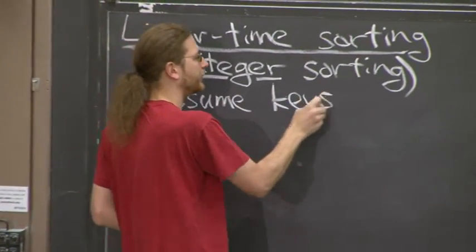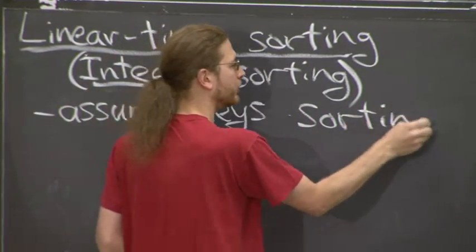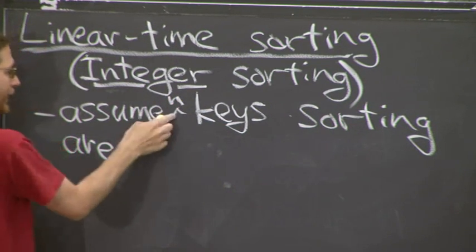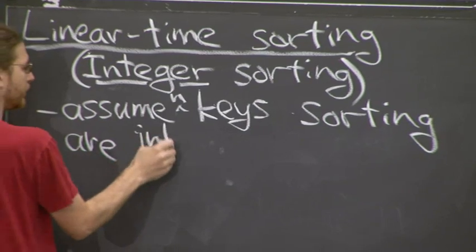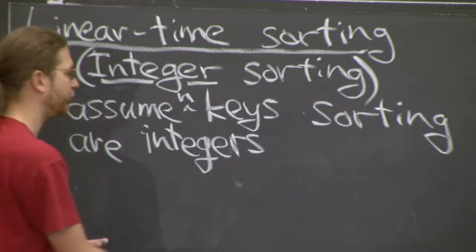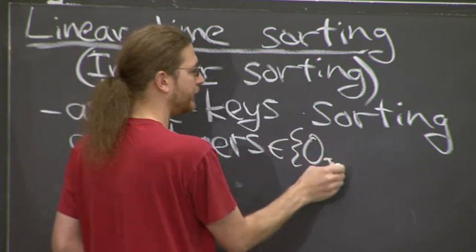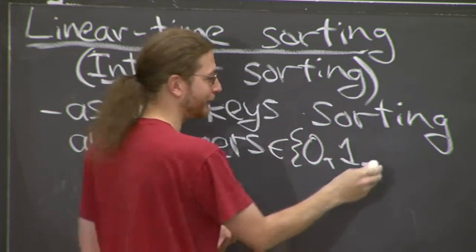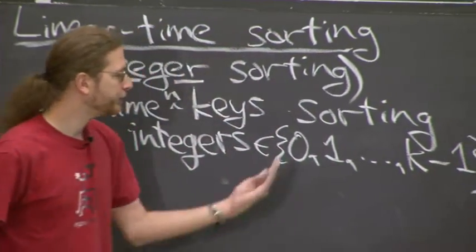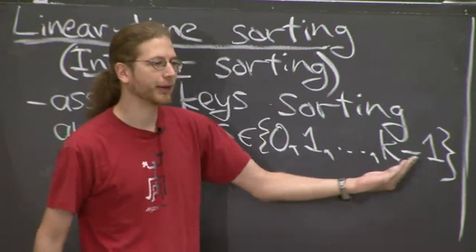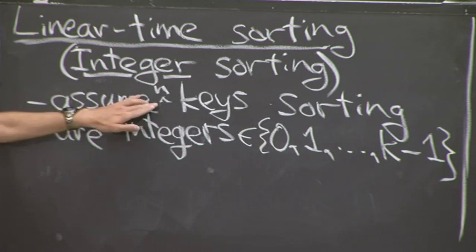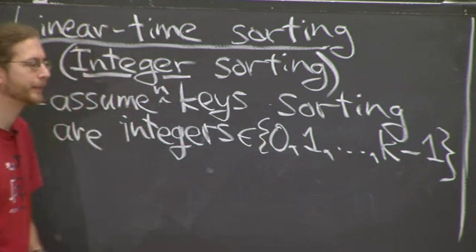I'm going to be a little more precise. The keys you're sorting are integers. There's still, I'm going to put a little n here. Remember, there's n keys. I'm also going to assume that they're in some range. And for convenience, I'm going to assume that they're all non-negative. It's not hard to deal with negative numbers, but it's just convenient to think about non-negative numbers. So if we start at 0, there's some maximum value, say k minus 1. So there's k different values they could be. k could be anything. It's a parameter. We've always had n as a parameter. Now we're going to also have k as a parameter.